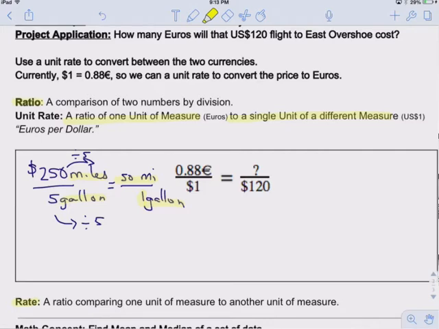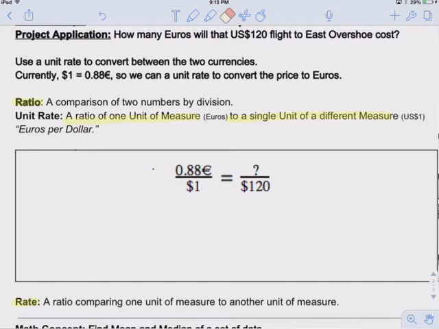So to do our conversion, in this case we're going to talk about converting from dollars to euros. If you remember, the price above I had for my airline flight was $120. Our job is to find out how many euros that would be. To do that, we're going to use a unit rate. Our unit rate is right here, and we could read it as euros per dollar. How many euros do you get in $1? So $1 gets you 88 hundredths of a euro, 0.88 euros per dollar.